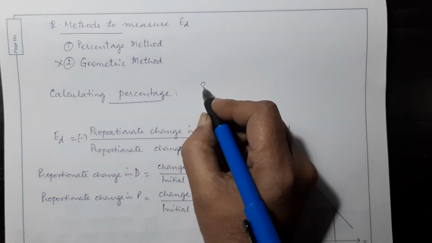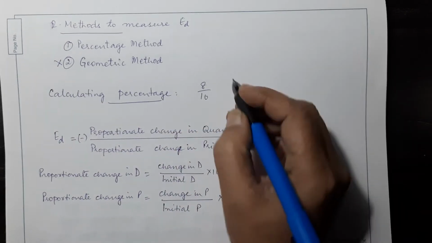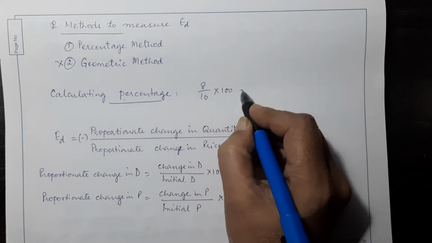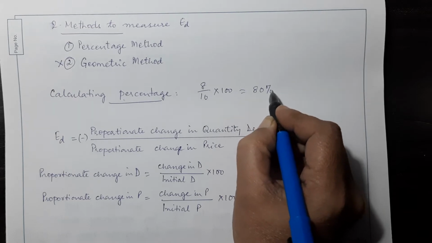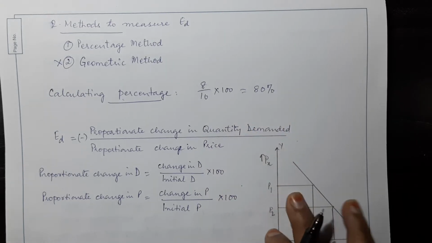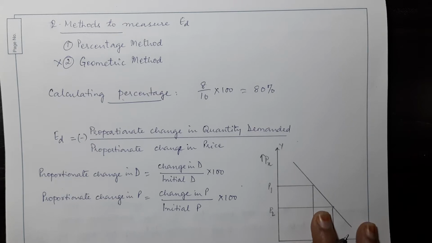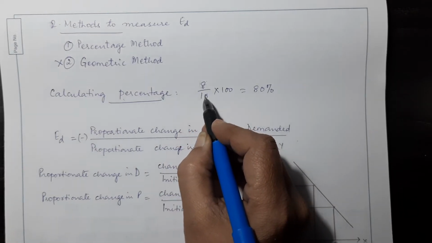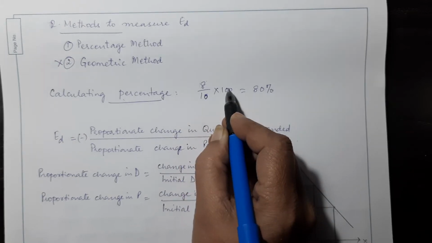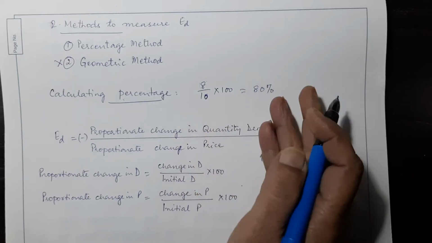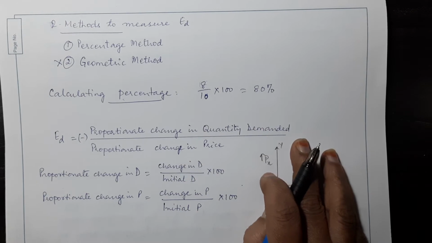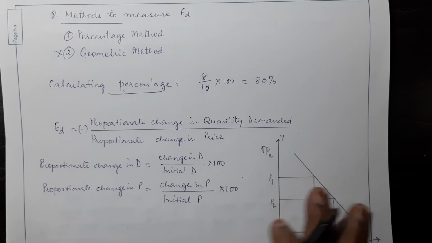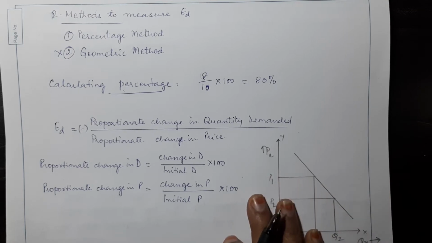Now, how do you calculate percentage? Suppose you get 8 on 10, then what is the percentage of it? You just multiply it with 100, because percent means out of 100. So this would mean that you score 80%. You represent it like this. This is what we learn in our lower classes when we learn how to calculate percentages. So what are we doing here? How much is scored out of the total, and then multiply it with 100, isn't it? So that's how we calculate percentages. Now the same concept we are going to use here to calculate percentage changes in quantity demanded and price.